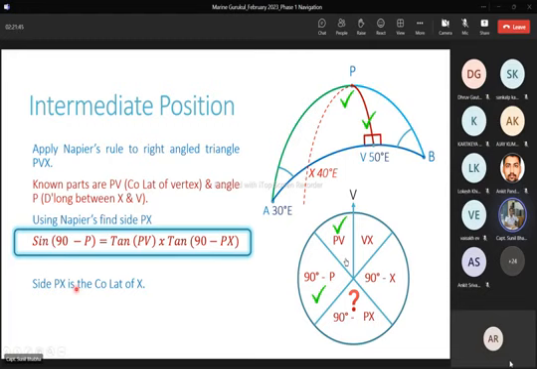Once we obtain side PX, that is the colatitude of the position X. So 90 minus PX gives us the latitude of the position X. Thus the unknown intermediate position is obtained. So you see, using the concept of Napier's rule and using the position of the vertex, we can easily obtain intermediate positions on the great circle track.